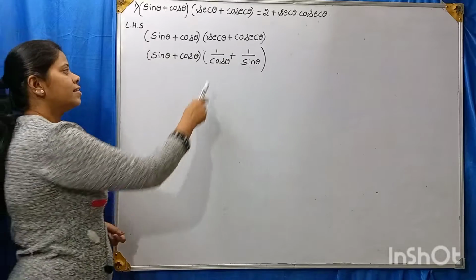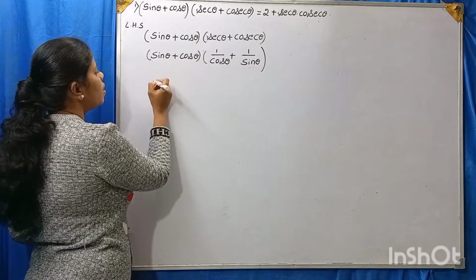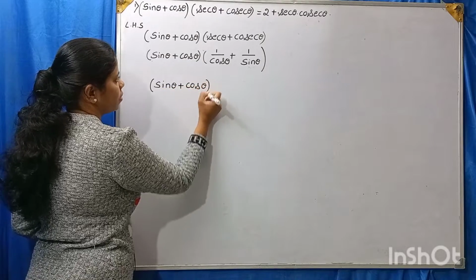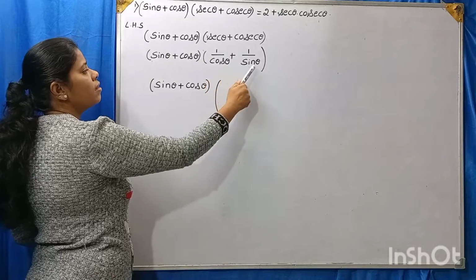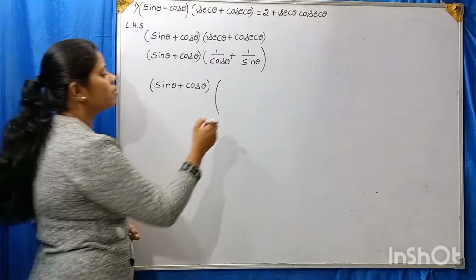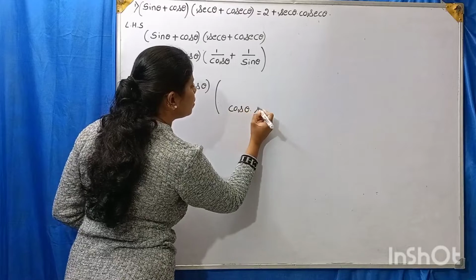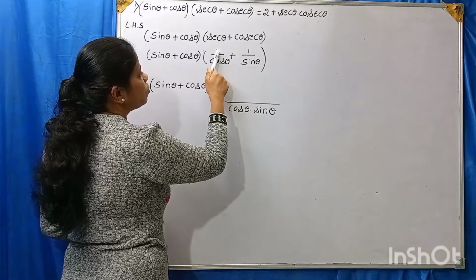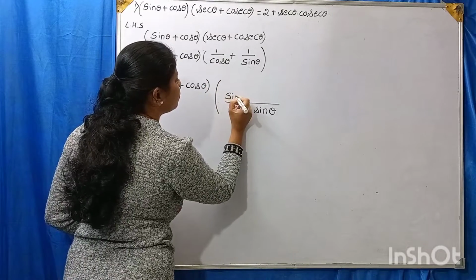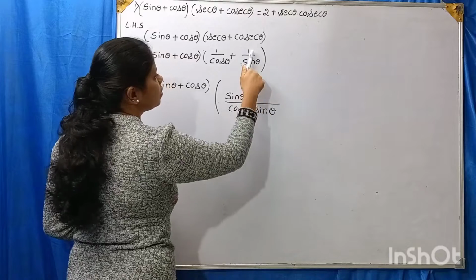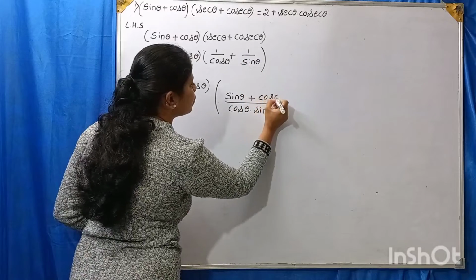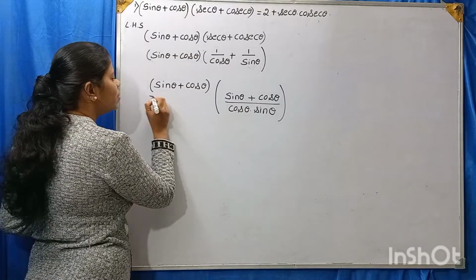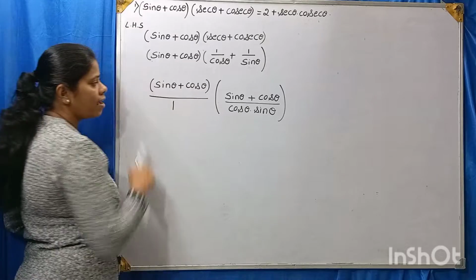Now take the LCM. Sin theta plus cos theta I will write as it is, into the LCM, cos theta into sin theta. Now here, what we have to write? Sin theta plus, here we have to write cos theta, because cos theta into sin theta is the LCM. Nothing is in the denominator means we will consider it as 1.